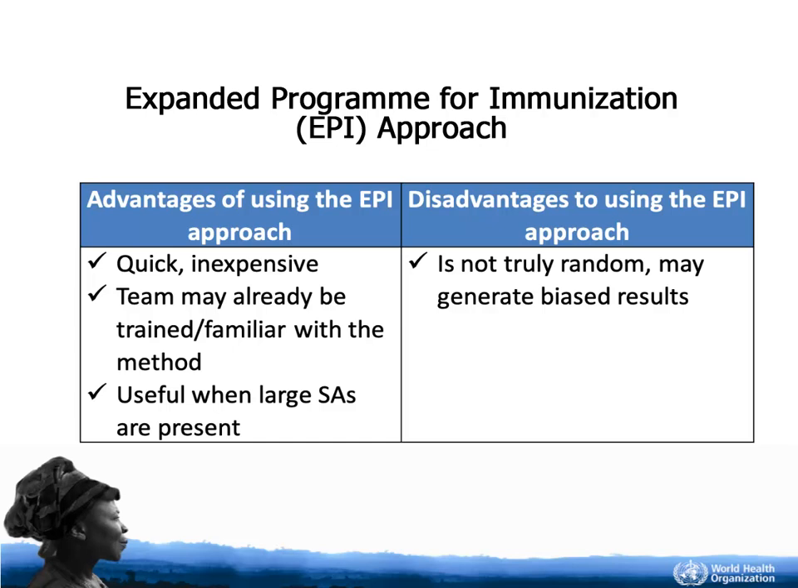When neither village lists nor household enumeration is possible, the EPI approach can be used. This approach is quick, inexpensive, and easy to train teams on, and some teams may already be familiar with the method. The EPI approach is often the most practical for very large SAs. However, the EPI approach does not result in a truly random sample, and hence could generate biased results.